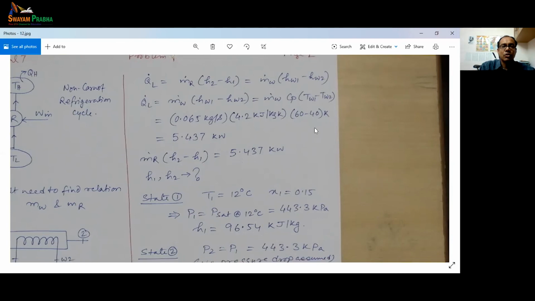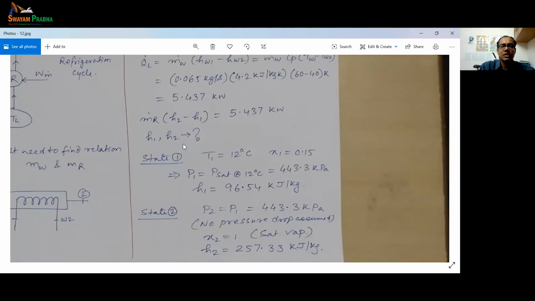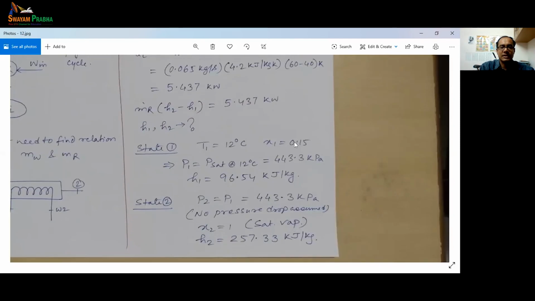But here we don't know the value of H1 or H2, right? For that, the state conditions are given, which we have to utilize. State 1 is given: T1 is 12 degrees centigrade and the quality is 0.15, or 15%. So we can find the pressure at state 1, the saturated pressure at 12 degrees centigrade, which is 443.3 kilopascal.